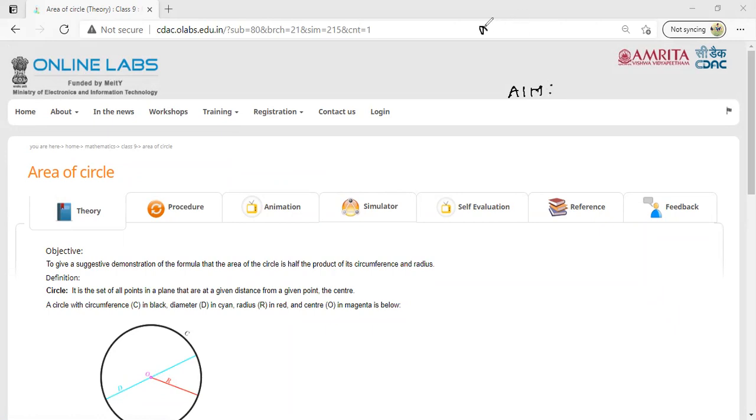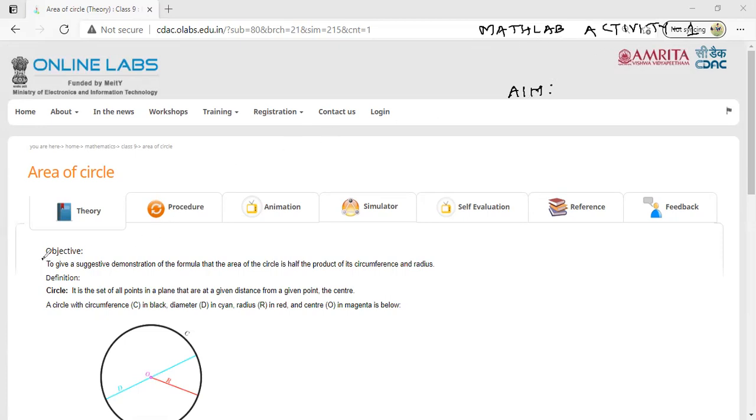Before aim, the heading will be Math Lab Activity Number One. Okay, Math Lab Activity Number One. If you have a topic, you can write the topic area of research. Otherwise, no need.